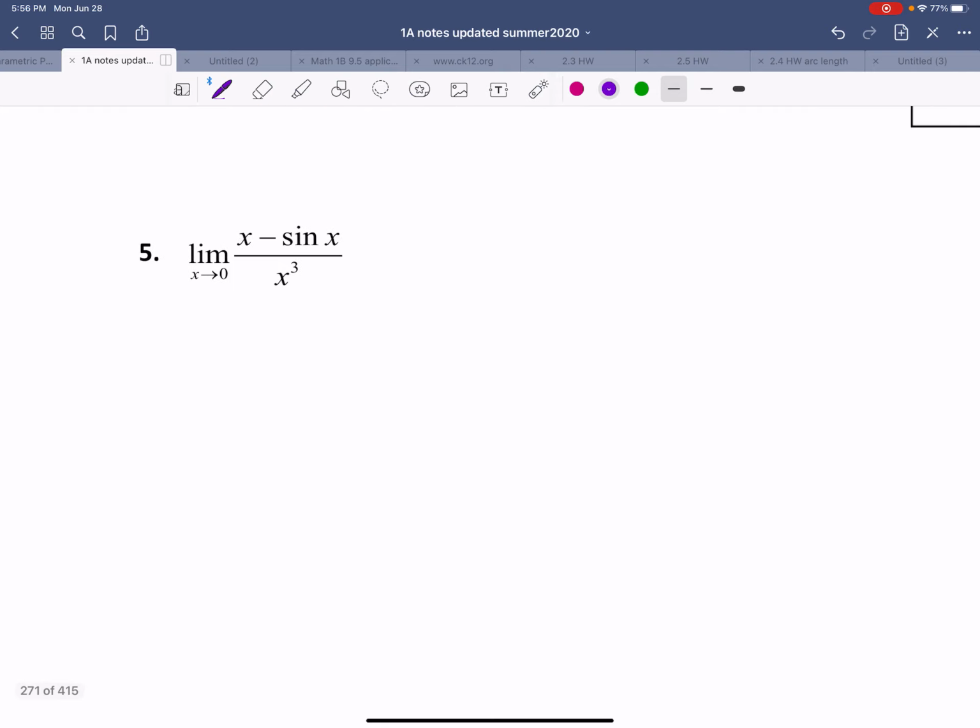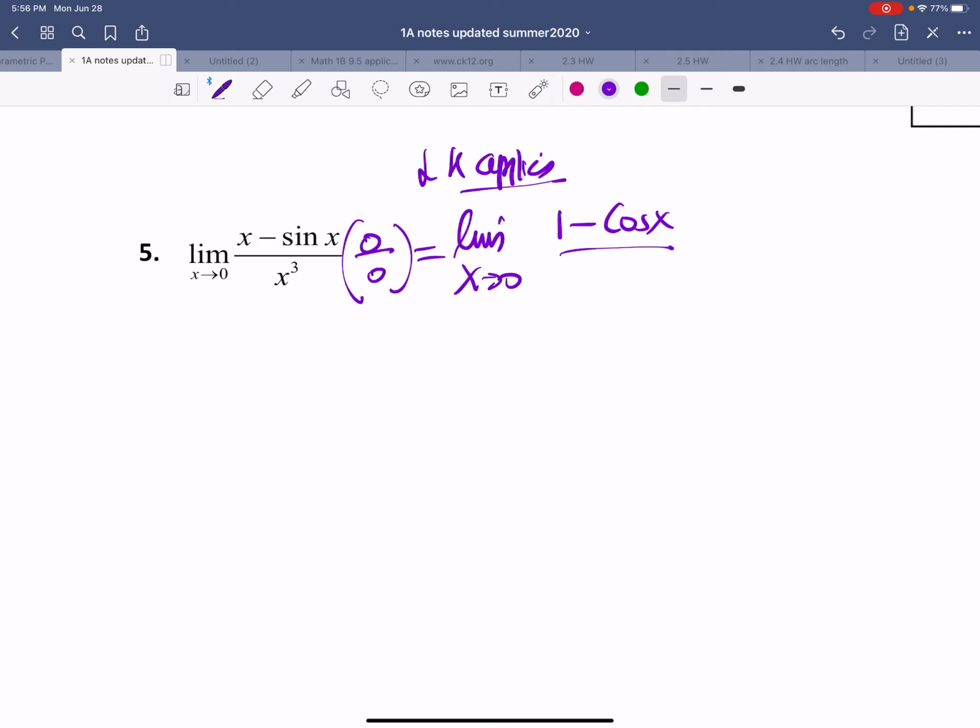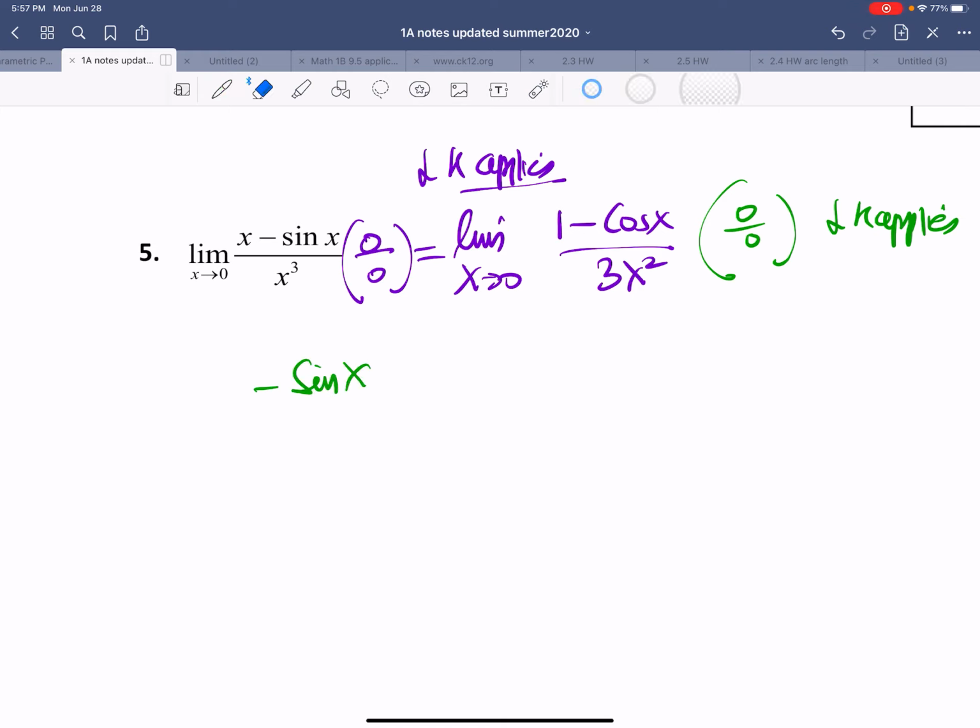Next, limit as x approaches 0 of x minus sin x over x to the third. If I plug in 0 minus sine of 0, that's also 0 over 0 form, so L'Hopital's rule applies. I take the derivative of the numerator, which gives 1 minus cosine x, divided by 3x squared. Now plug in 0. That again leaves 0 over 0, and L'Hopital's rule applies again. The derivative of negative cosine x is positive sine x over 6x, which is 0 over 0 again.